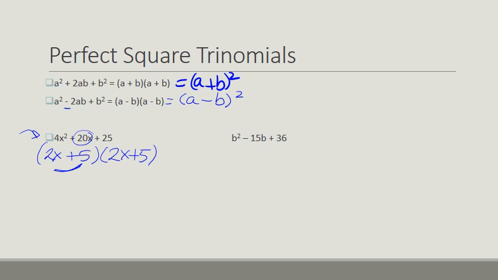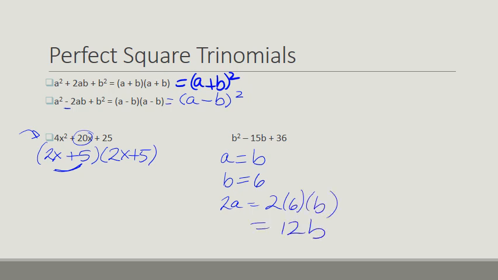When I look at this, the square root of 36 is 6, so a is b, and b is 6. When I multiply 2ab, it's 2 times 6 times b, which gives me 12b. So while this can be factored, it can't be factored using a perfect square trinomial.